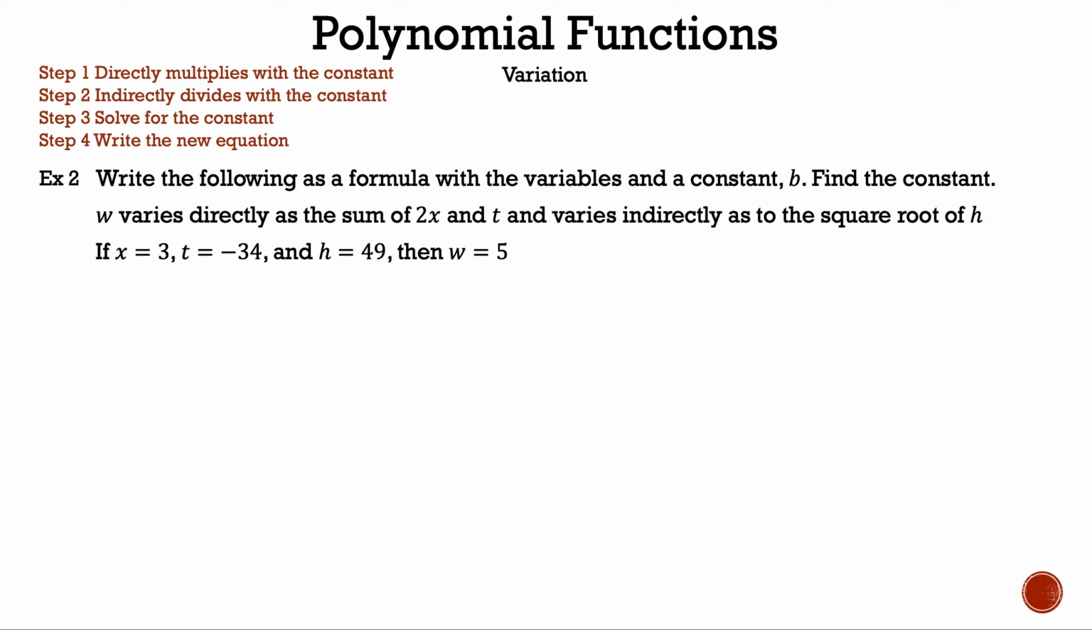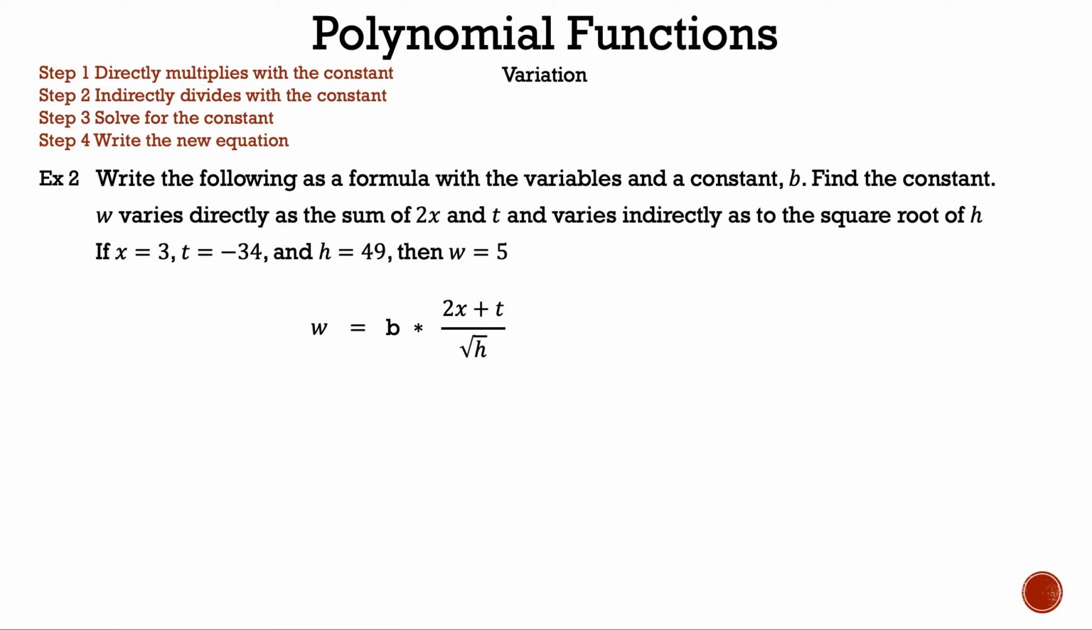Now, let's set up our equation. So we know w is equal to b times something. And why is that? Because it says varies. Varies is like an equal sign, and we always have a constant, in this case b, and we have a division bar because it says indirectly in the question. So what do we think goes in the numerator? The sum of 2x and t, or the square root of h? That is correct, the sum of 2x and t, because it follows the word directly, which means the square root of h goes in the denominator, because it follows the word indirectly.